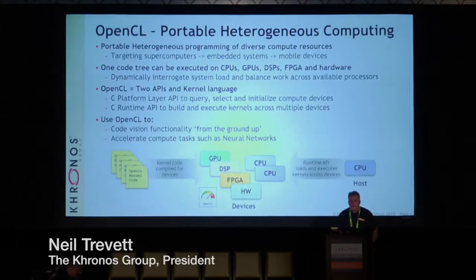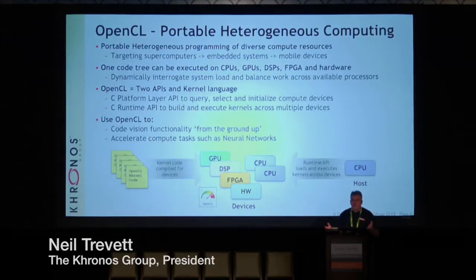So starting with OpenCL, it's a general purpose computation framework. It's designed so you can interrogate and find out all of the compute resources in your system. It can be CPUs, GPUs, but also DSPs, FPGAs, and even hardware blocks. And then you can write kernels in a kernel language, which is primarily C, soon to be C++. And then you have the APIs that let you compile those kernels and distribute them onto any of the available processors and gather back the result.